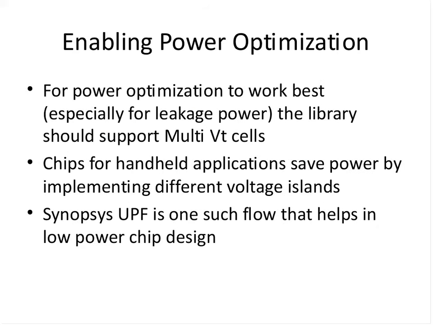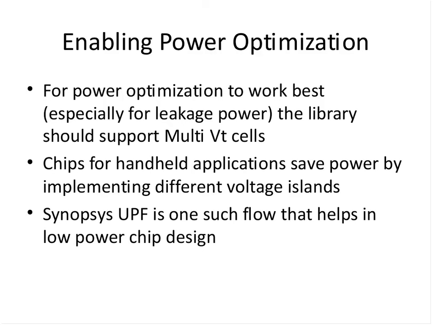For power optimization to work best, especially for leakage power, the library should support multi-VT cells. If your library does not have any multi-VT cells, if for all the cells there is only one VT type, let us say you only have standard VT, it is not much useful for power optimization. Design Compiler does not have any choice, so there is no use in even enabling power optimization; the results will not be much different. So to use leakage power optimization, you should have multi-VT cells. Any good library for deep submicron technology will have cells with different VT flavors, right. I will check if the library we are using has multi-VT cells. If not, then we cannot do many things in the lab, right.